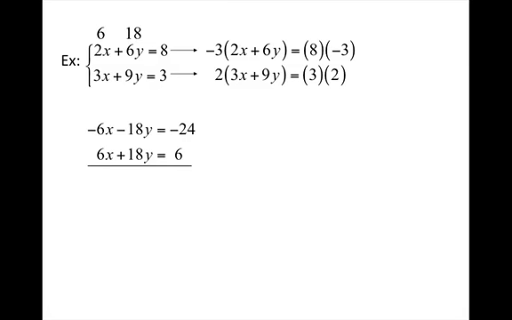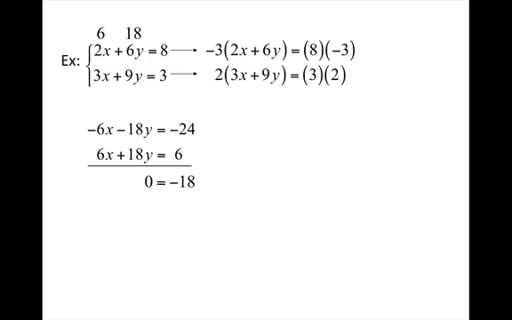So when I multiply these, my first equation becomes negative 6x minus 18y equals negative 24. My second equation becomes 6x plus 18y equals 6. So my x's are going to eliminate like I wanted them to. But if you notice this time, my y's also eliminate. When both variables eliminate, I simply put a 0 on that side of the equation.